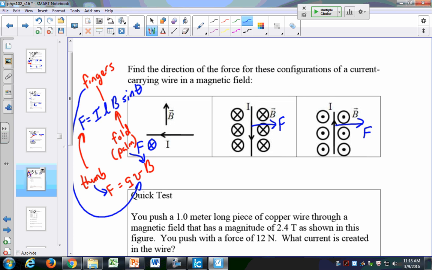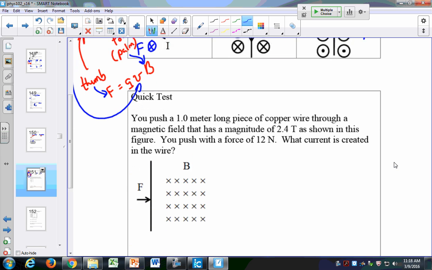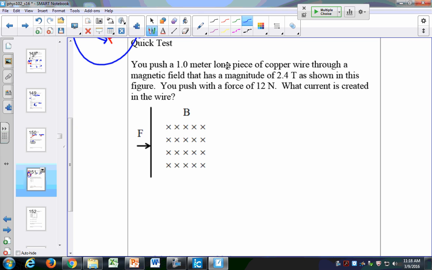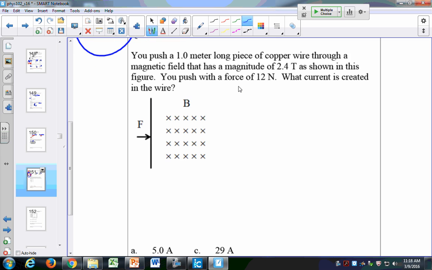Okay, let's try this. This is a quantitative thing. Here, a similar deal. I push a 1 meter piece of copper wire through a magnetic field. There's the magnitude of the magnetic field. I push it with a certain force, and I want to know what current is created in the wire. So just as if I put a wire inside of a magnetic field with a current, it will feel a force. If I apply a force to a wire in a magnetic field, I will generate a current in that wire. So let's try this question.